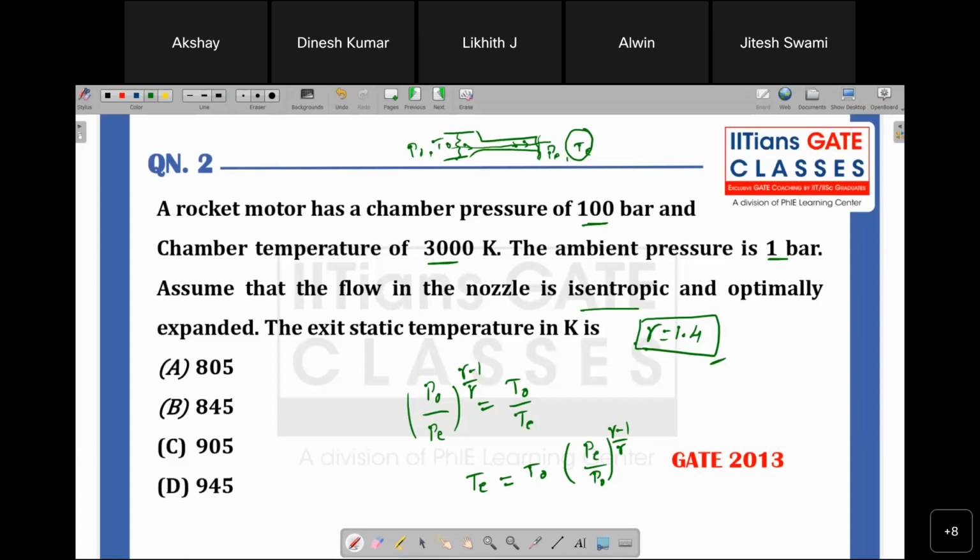Okay. Once you calculate this, you will end up with T naught is 3000 times TE is 1 divided by P naught is 100, to the power of 0.4 divided by 1.4. If you do the calculation, you will end up with 805.5. Yes, 805 Kelvin, right?